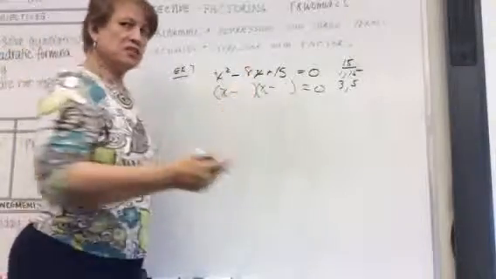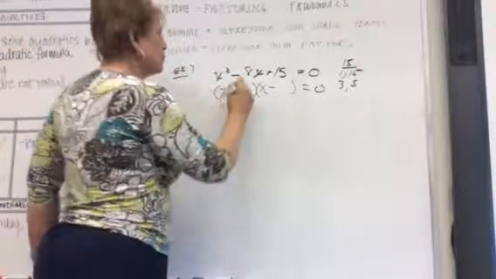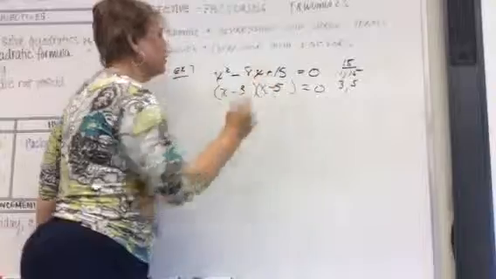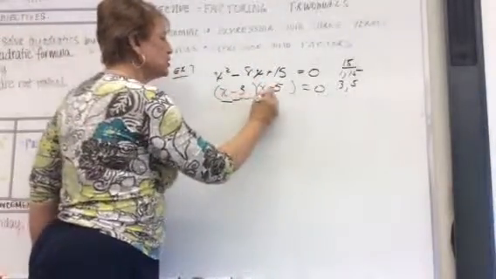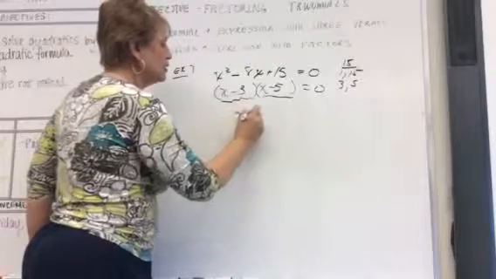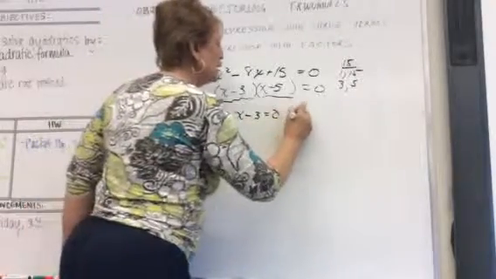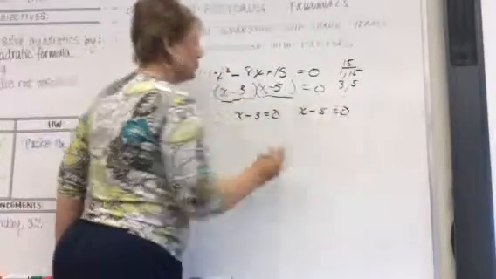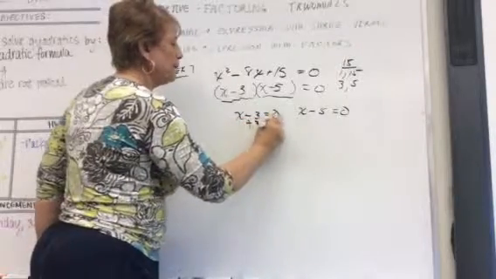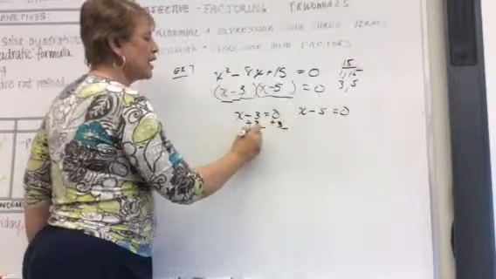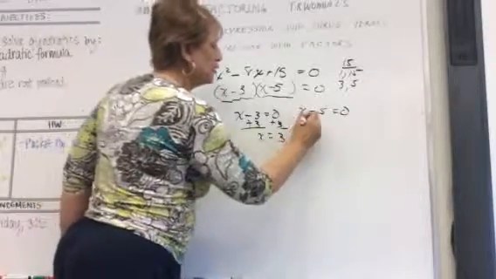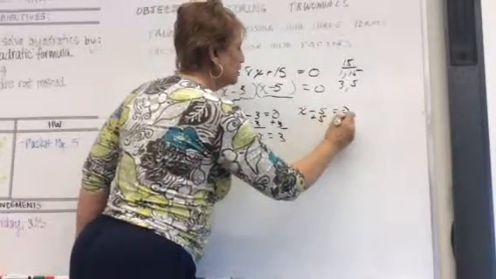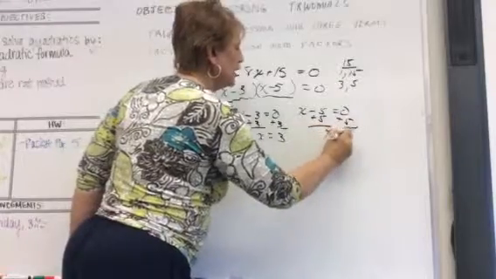And because the signs are the same, it doesn't matter where I put them. So I'm going to put a 3 here and a 5 here. Now, to solve this, you're going to set each one of these factors equal to 0. So it's x minus 3 equals 0, and x minus 5 equals 0. When I solve it, I'm adding 3 to both sides, and that gives me x equals 3. Here I'm going to add 5 to both sides, and that gives me x equals 5.